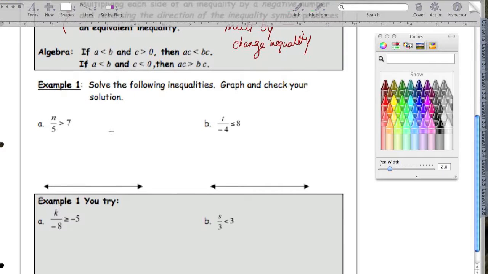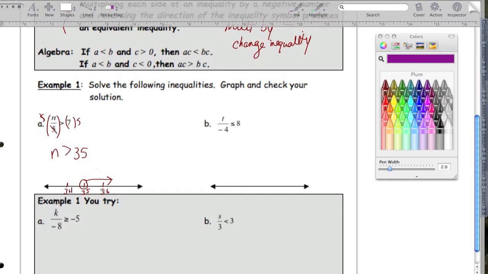Solve the following inequalities, graph, and check your solution. So n is being divided by 5, the inverse is to multiply both sides by 5 so that they cancel, n comes down. 35 is on my right, and because I multiplied by a positive, my inequality stays the same. And all I have to do is plot a few numbers, open circle, and it's going to be a shade right.